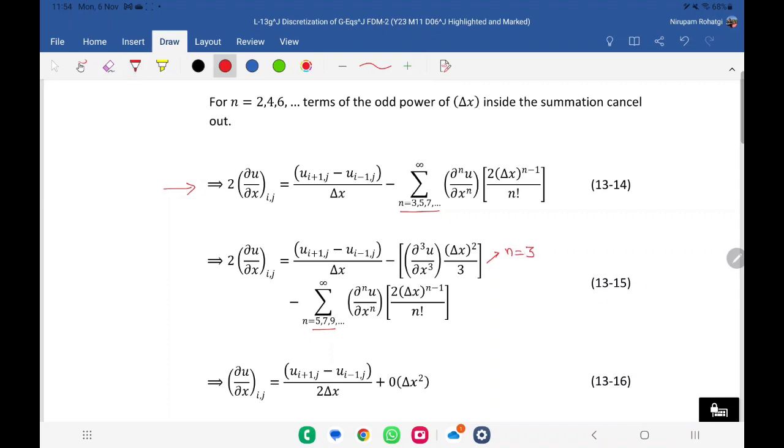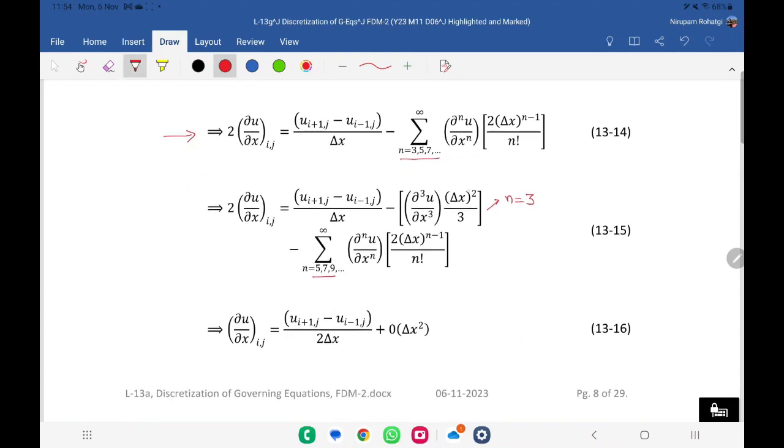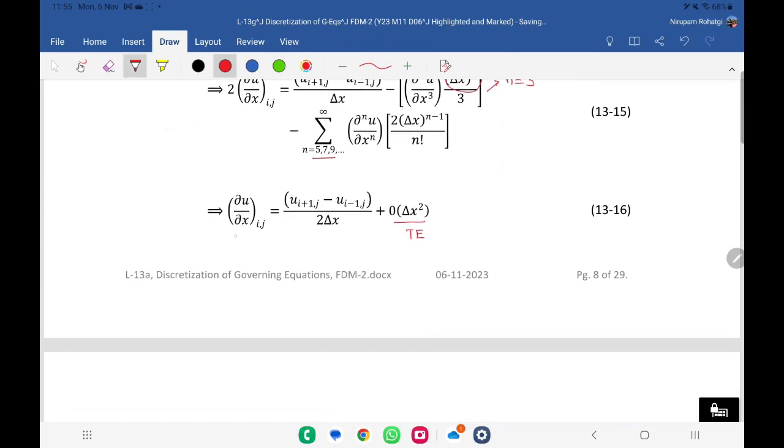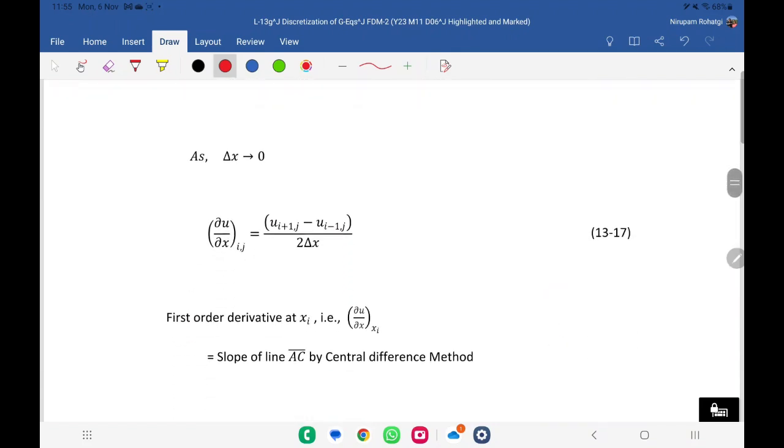Now you see what is the order of this. This is square, so the first term is of order 2. So this is your truncation error of order 2. What you have got is: derivative at a point is equal to the forward point minus the backward point divided by twice delta x. Now this is your equation.